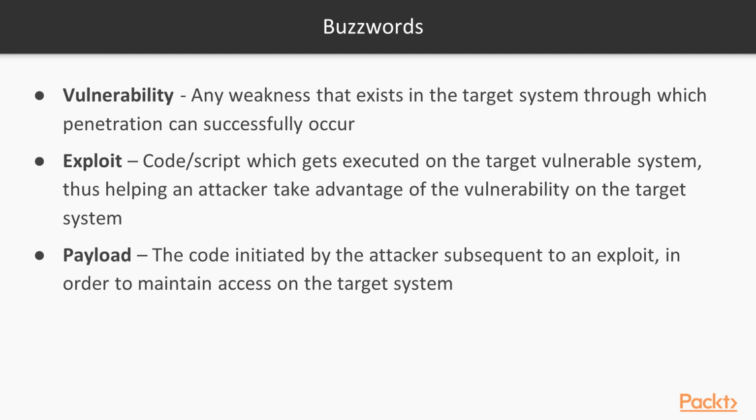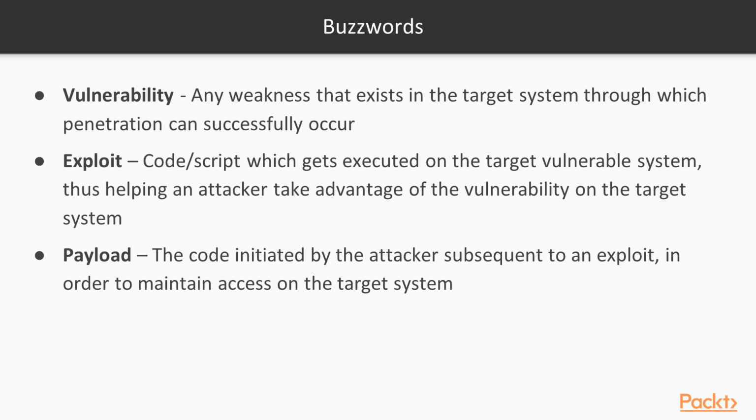Now, if we go by the definition, a vulnerability is any weakness that exists in the target system through which a penetration can successfully occur. An exploit is a code or a script that gets executed on the target system, helping an attacker take advantage of the vulnerability on the particular machine. And the payload is that code which is initiated by the attacker subsequent to an exploit in order to maintain access on the target system or in order to get benefit or data out of the target machine.